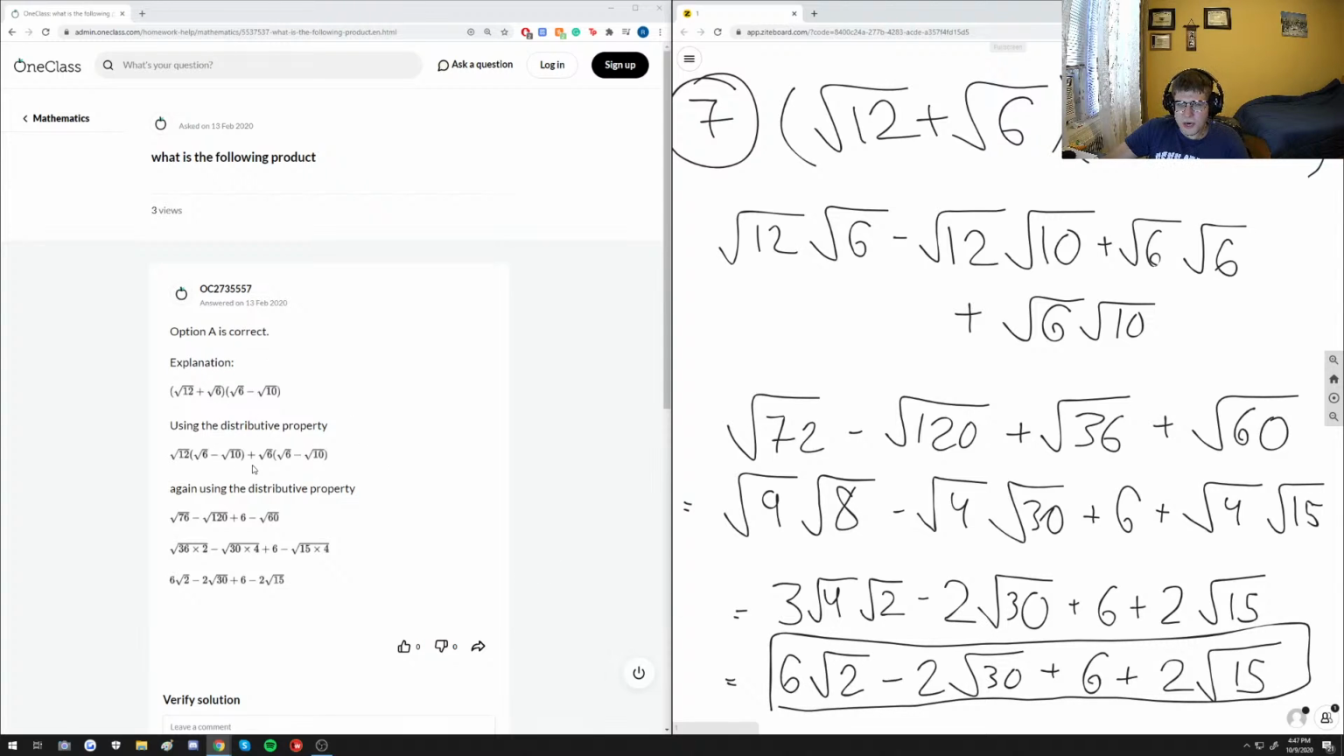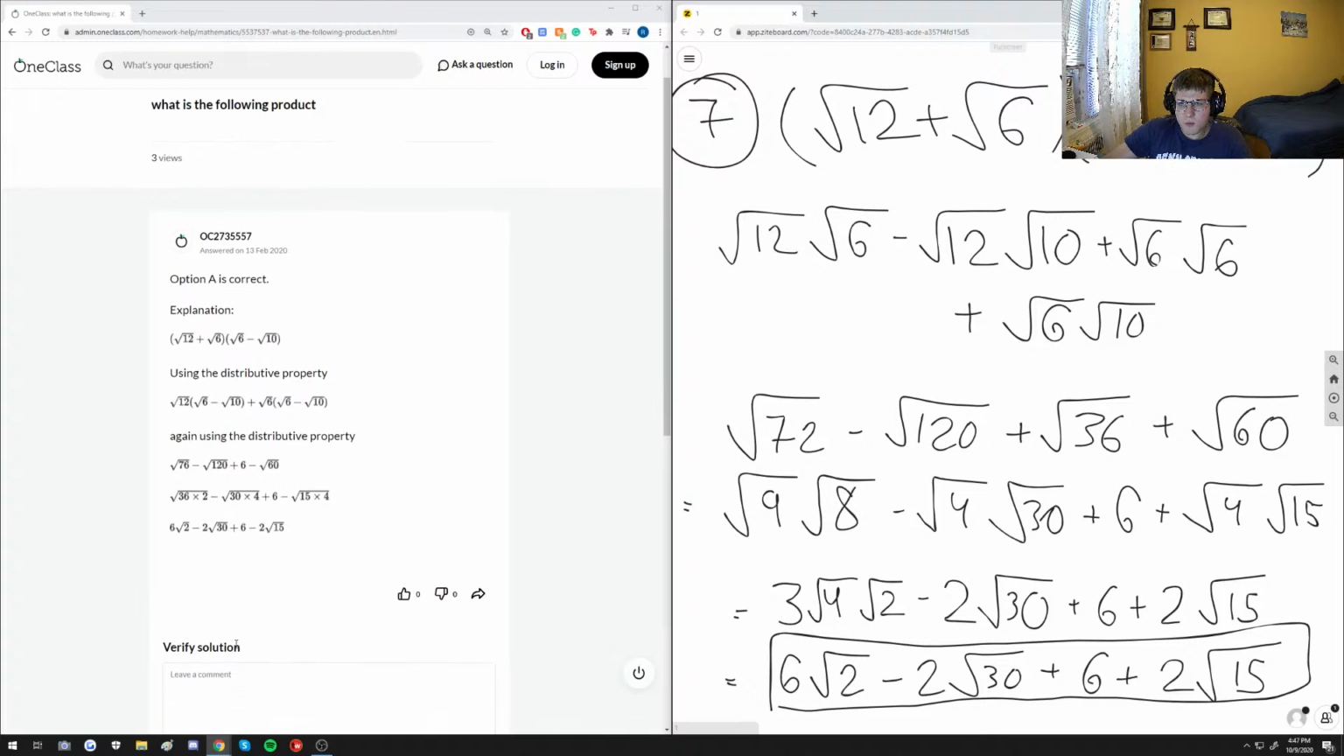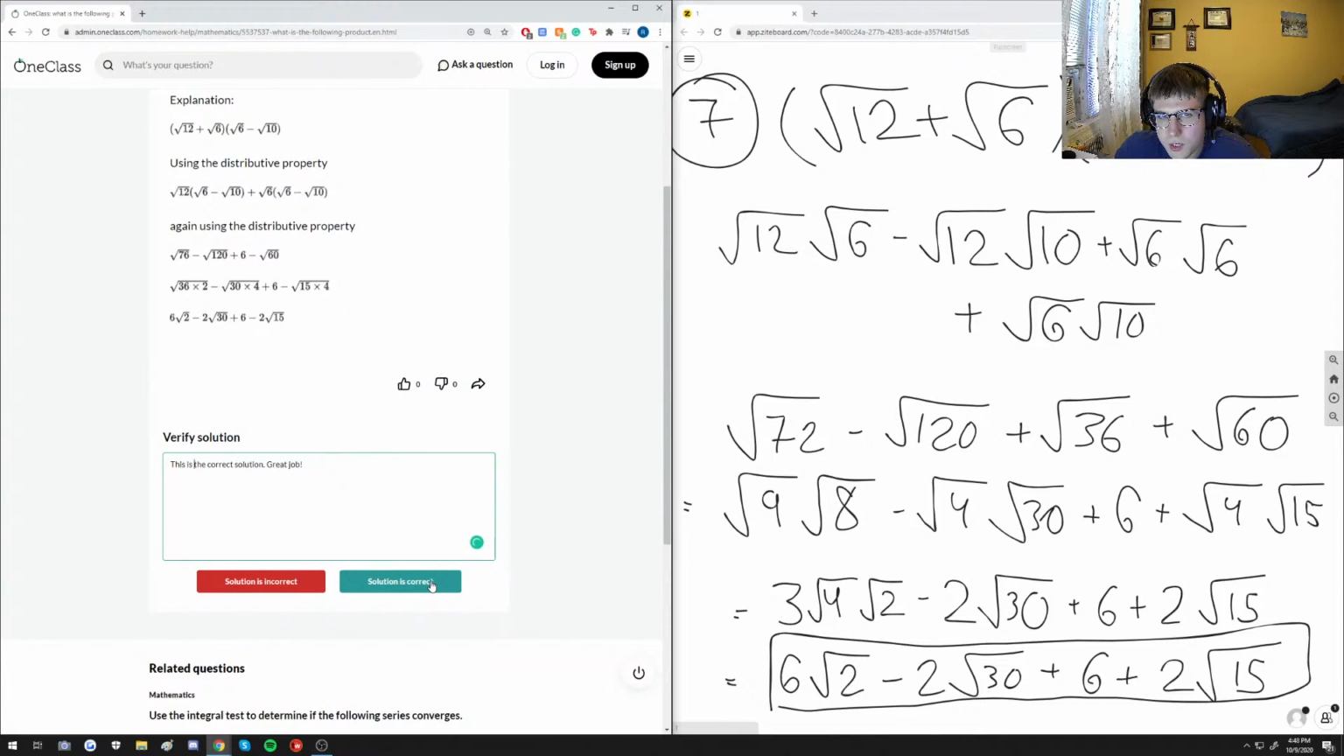And this is our answer right here. And it is said exactly the same way here. So option A, if that is what option A is, that is correct. So this is the correct solution. Great job. And got an extra space here. Okay, and that would be correct in this case. So time for the next question.